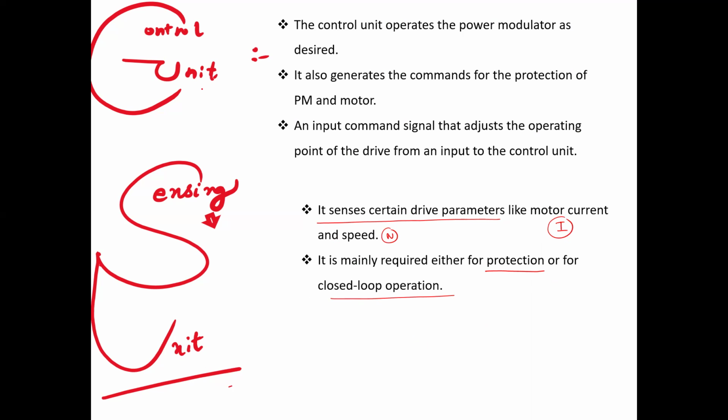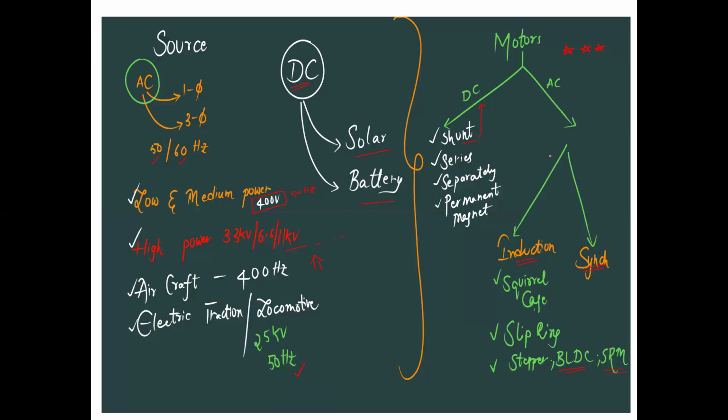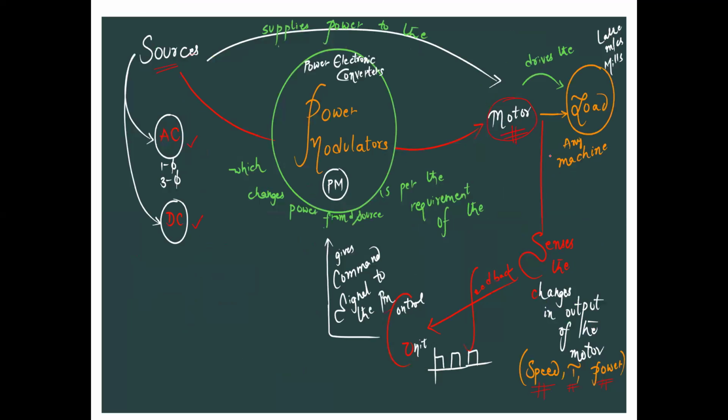And one more thing, the control unit. The main thing about the control unit is that it generates commands for the protection of power modulators and motor, and it also takes an input or command signal that adjusts the operating point of the drive. With the help of this control unit, it gives the signal to the power modulators in order to make a particular operation of the motor. All these are the different parts. You can elaborate on it from the examination point of view and write these specific points, or else you can remember this diagram. That's enough.